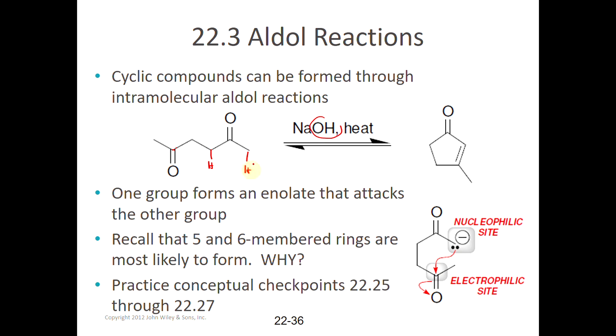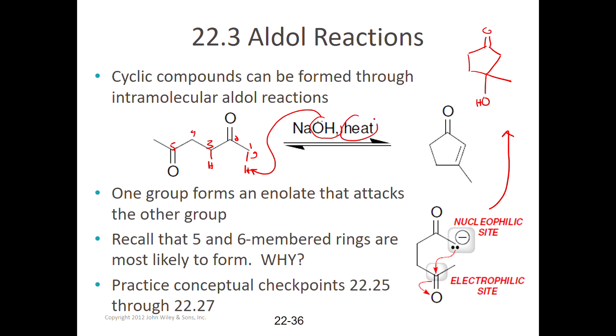So if the outside proton were picked off by an OH minus, that would form this enolate. And that's 1, 2, 3, 4, 5 atoms away from an electrophilic site, so it can attack intramolecularly, which would initially produce this compound. Right, the electrons here would attack there, push these electrons out, and then eventually that would pick up a proton, become an OH group.